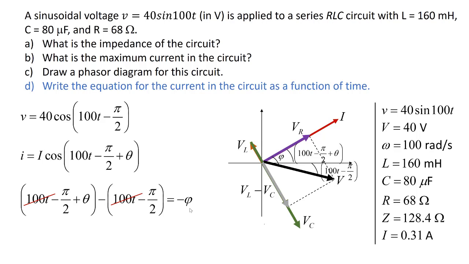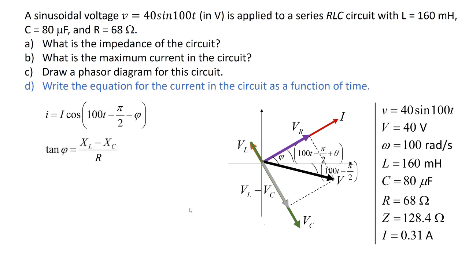100t cancels out, pi over 2 cancels out, and I have left that the angle theta that we didn't know equals minus the phase angle phi. Therefore, we can rewrite the equation for the current as the maximum value of the current, I, multiplied by cosine of 100t minus pi over 2 minus the phase angle phi. Now let's find that phase angle.